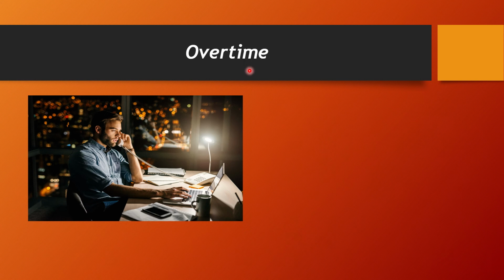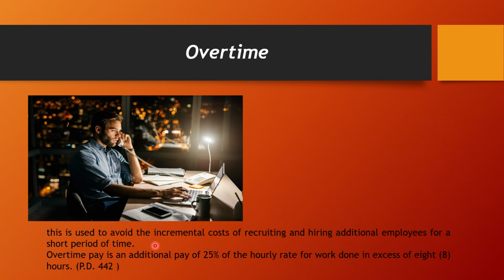Another alternative is overtime. This is used to avoid the incremental cost of recruiting and hiring additional employees for a short period of time. Under PD 442, overtime pay is an additional pay of 25% of the hourly rate for work done in excess of 8 hours. Usually, the employees work from 8 a.m. to 5 p.m. So, in excess of that 8 hours, no, if they go beyond 5 p.m., they are entitled to overtime pay for the companies who are allowing employees to have overtime.